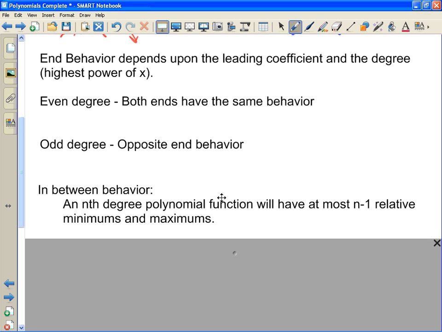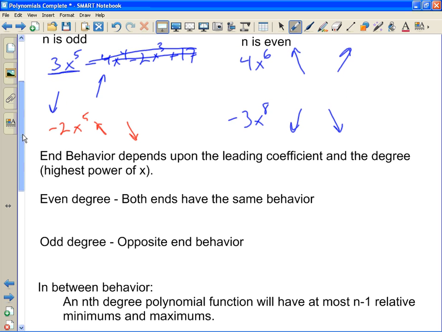Now the in-between behavior. An nth degree polynomial is going to have at most n minus 1 relative mins and maxes. So we'll go back up to these same examples. Here n is 5, so I'm going to have at most 4 relative mins and maxes, which means in between I can have one max, one min, another max, and a last min. 1, 2, 3, 4. That's the most I can have.